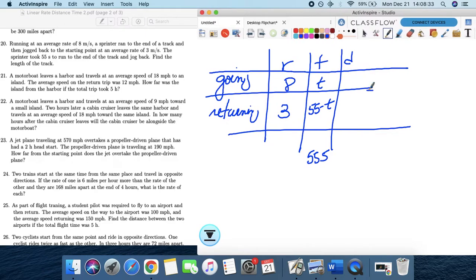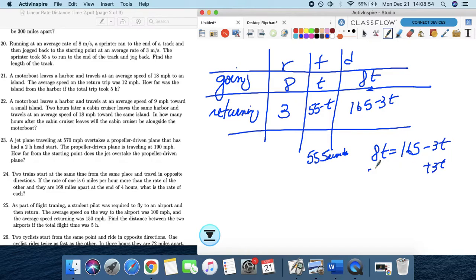So now, this is seconds, by the way. 8 times t is 8t. Here we get 165 minus 3t. The distance, right? They're equal to each other. So 8t equals 165 minus 3t. Plus 3t to both sides to get rid of that minus 3t, and we get 11t equals 165.